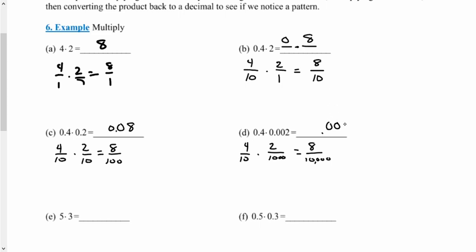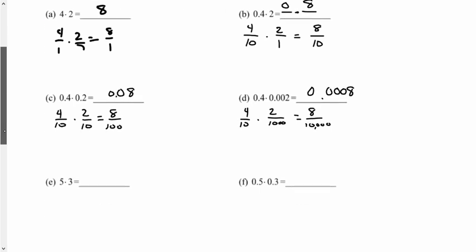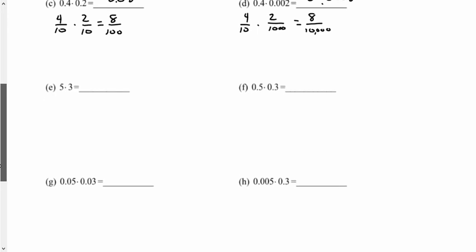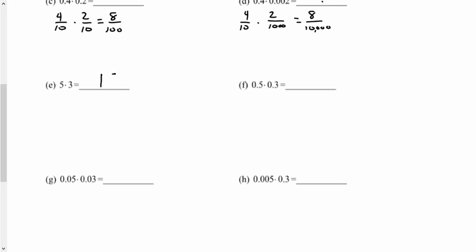Tenths, hundredths, thousandths, ten-thousandths. Okay, so you'll notice that I ended up with 4 places after the decimal: 1, 2, 3, 4 zeros there. All right, let's look over here at this one. 5 times 3. Okay, 5 times 3 is just 15.